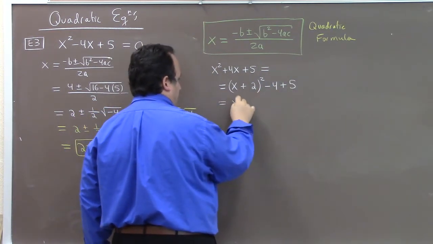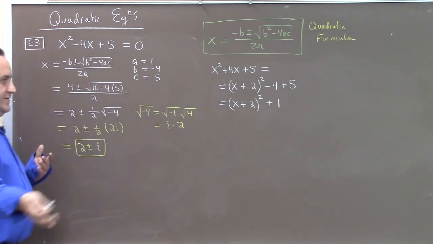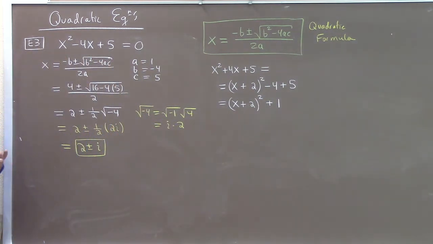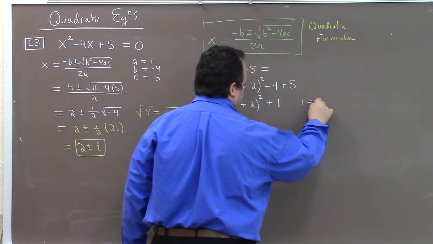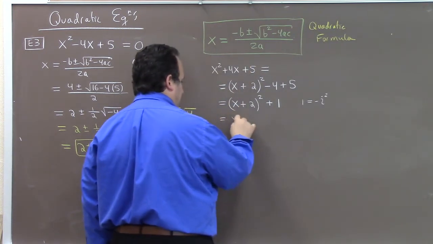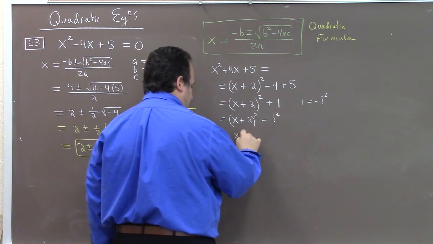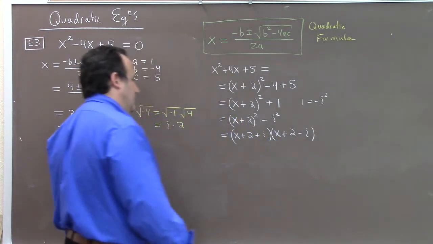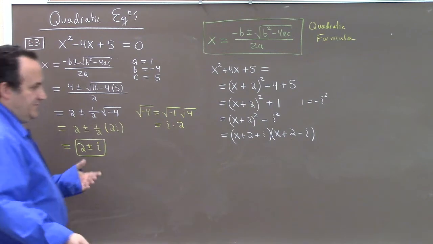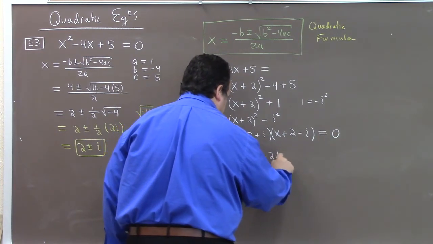Then that gives me x plus 2 quantity squared plus 1. When I do that, I have learned that this is actually case 3. This is an irreducible quadratic if we're not allowed to use complex numbers, but we are allowed to use complex numbers in chapter 7. So we can trade that 1 for minus i squared. So this is really x plus 2 squared minus i squared. By the difference of squares, that is x plus 2 plus i times x plus 2 minus i. We have factored the quadratic, and if we set that equal to 0, we can use the factor theorem and see x is equal to minus 2 plus or minus i.